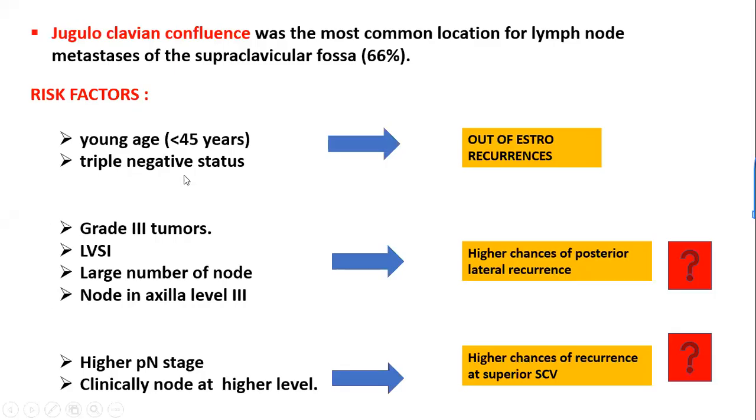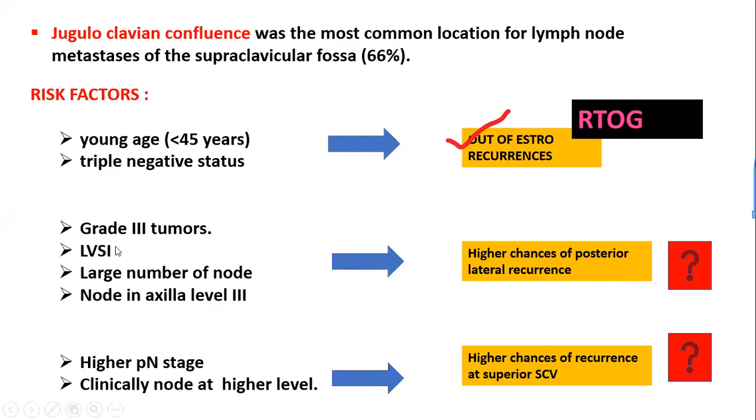So now they have again summed up and come up with the risk factors we should deal with, analyzed them, and given advice on what we should follow accordingly. If we analyze the risk factors here, when the patient is of younger age and has triple negative status, there are high chances of recurrence outside the ESTRO volume. We can easily tackle this problem by contouring with the RTOG guidelines.